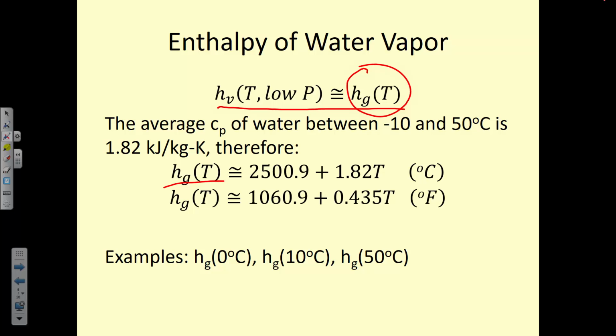So we can calculate the H sub G two different ways. We can look at the tables, or we can actually use these formulas to figure it out. And we can do the example. We're going to look up H sub G at 0, 10, and 50 degrees Celsius for water, and then we're actually going to calculate those same values and see how close they are. So if we look in the table, what is H sub G at 0 Celsius? And our table doesn't go to 0, it goes to like 0.01 or something, but we can approximate it at 0. What is it at 0?